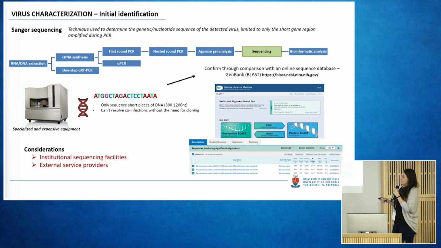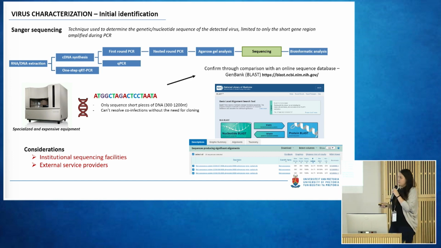So in general, for this you would use Sanger sequencing. As I mentioned, this is actually very specialized and expensive equipment, so it's not readily available in all the labs. And we make use of external parties where we send this to for sequencing to be done. So you would then receive back a sequence, and you now want to check what it is.